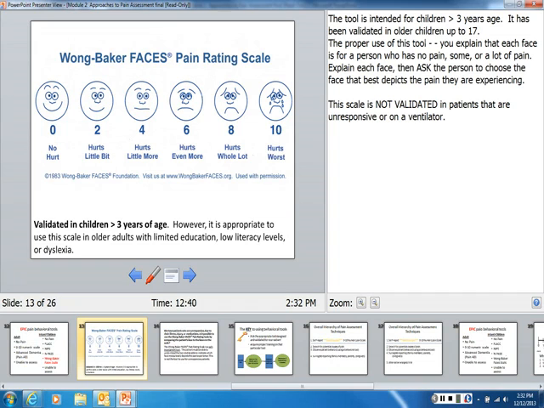However, it is appropriate to use this scale in maybe an older adult that has a limited education level, or a low health literacy level, or dyslexia, and they're having difficulty comprehending and using the numeric 0 to 10 scale. You can use this tool in those types of situations as long as the adult can self-report. They can pick the face that matches the pain that they're feeling.